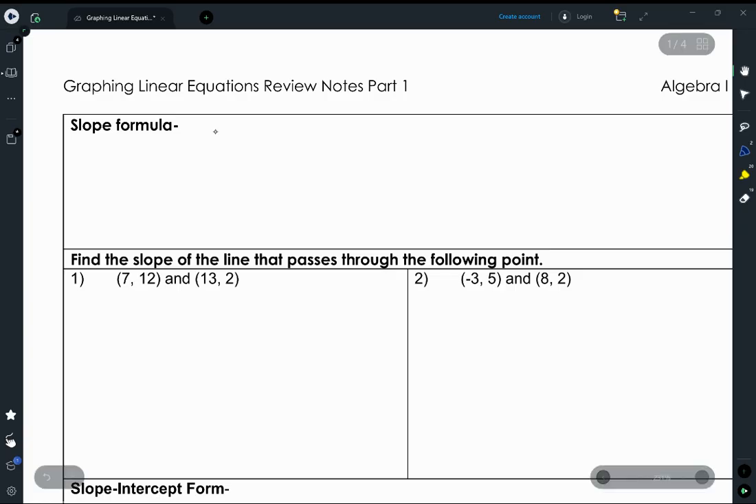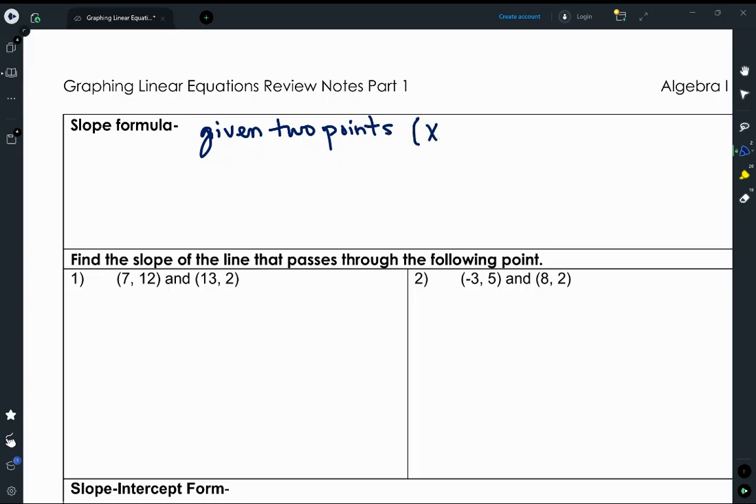And so if you're given 2 points, the points are xy ordered pairs. We're going to call our first ordered pair x sub 1 comma y sub 1. We're going to call our second ordered pair x sub 2 comma y sub 2.